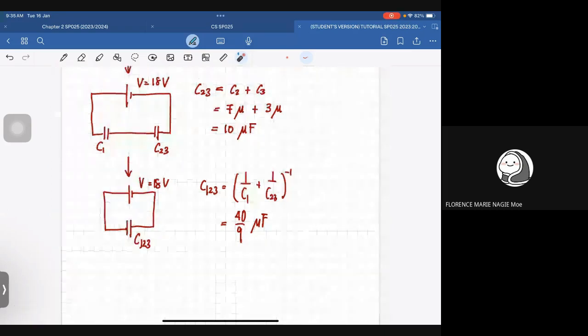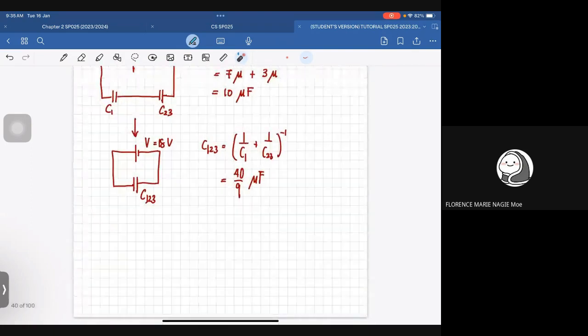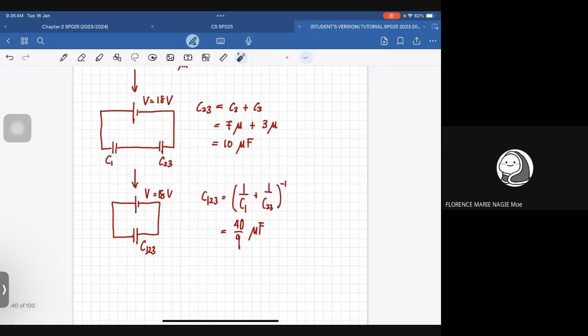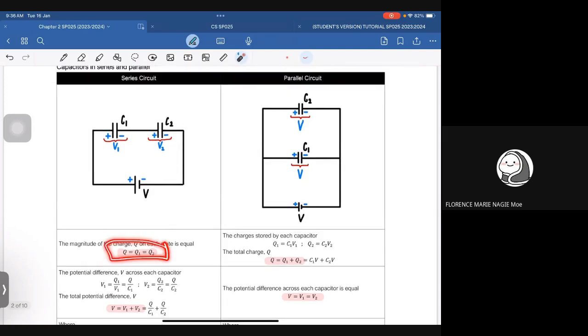Alright, so sekarang ni, lepas dapat dia punya value of effective capacitance, kita boleh cari dia punya charge. Kenapa kita mau cari charge? Sebab sekarang ni, kalau kita tengok untuk series circuit, karakteristik untuk charge is equal.